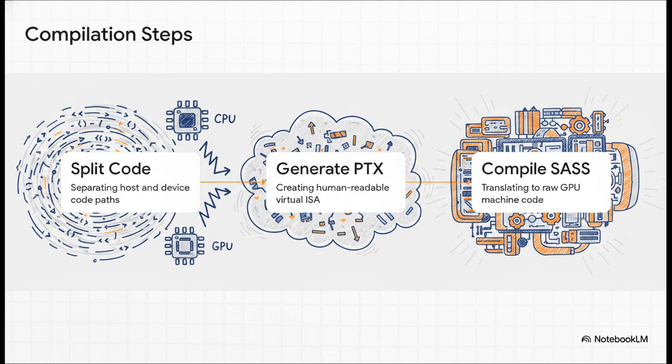All right, part 1. Compiling your CUDA code. So what actually happens when you hit compile? It's basically a three-step dance. First, the compiler splits the code meant for your CPU, the host, from the code meant for your GPU, the device. Then it spins up something called PTX, which is kind of like an abstract virtual instruction set. And lastly, it grinds that down into real, hard metal GPU machine code called SASS.